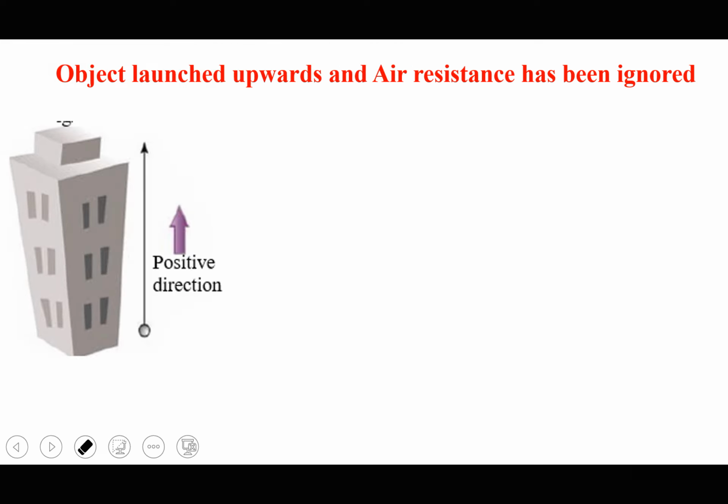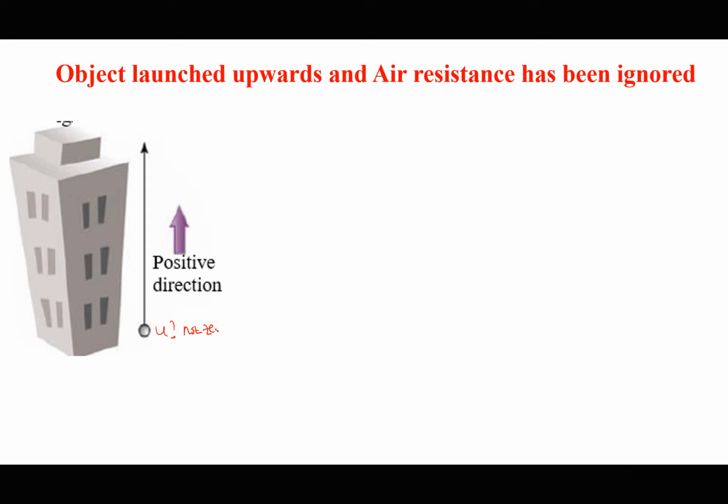Then how about if the object is launched upwards? Now, if the object is launched upwards, remember the acceleration is always downwards. So if motion is in the opposite direction to the acceleration or to the force, it means the acceleration is going to be negative. If the object is projected upwards, it can't move with an initial velocity of 0. So it has an initial velocity which is not 0.